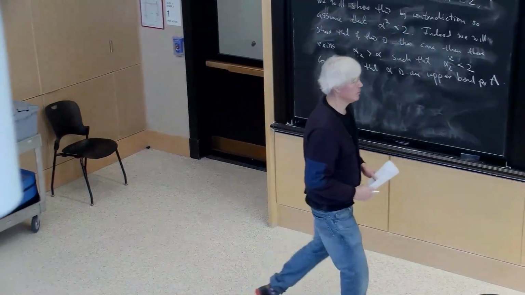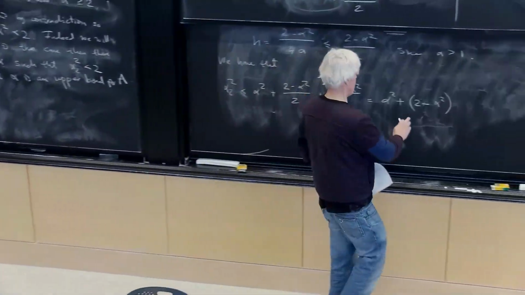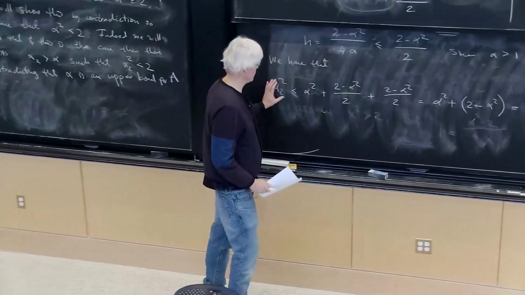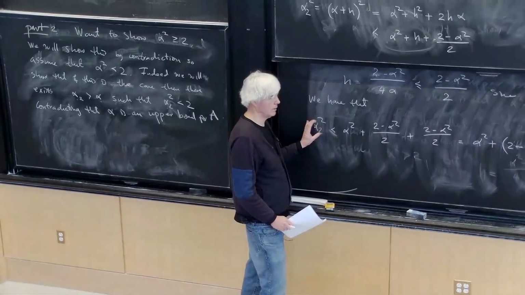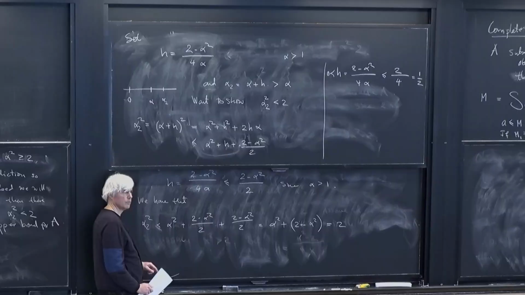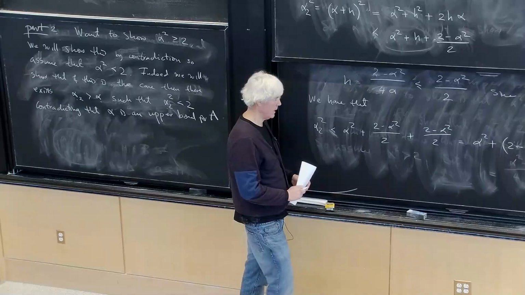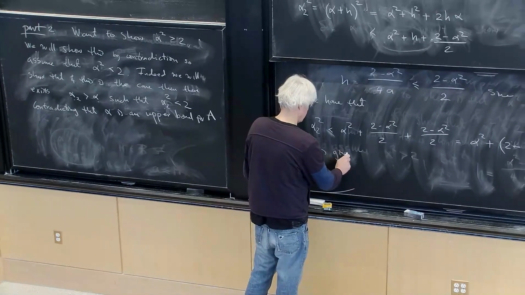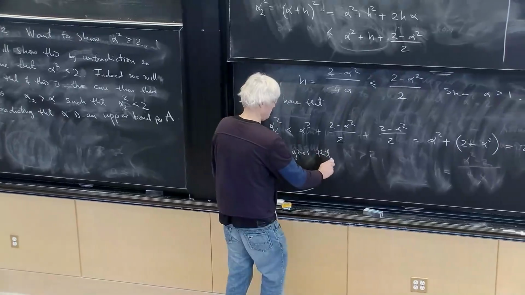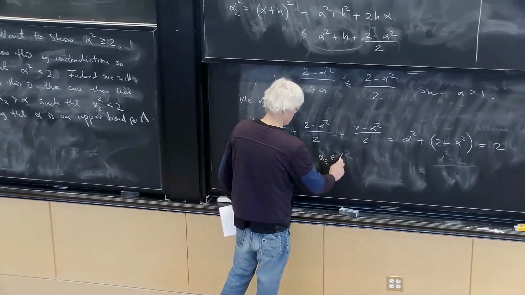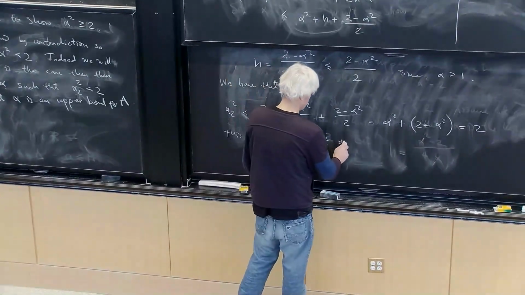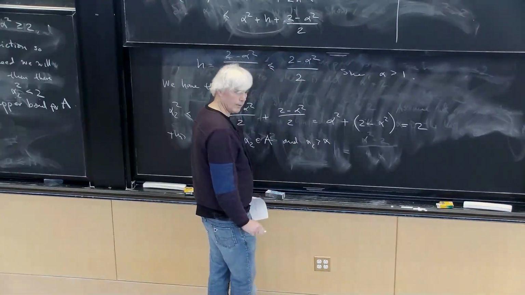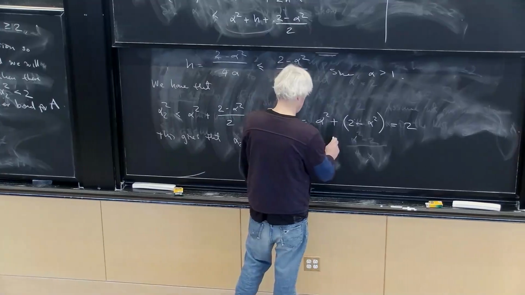Okay, but now you see that the alpha squared cancels out, and you're getting 2. Right? So you have that alpha 2 squared is strictly less than 2. That's what we wanted to prove, right? And this gives that alpha 2 is also in A, and yet alpha 2 was bigger than alpha, and this is the desired contradiction.